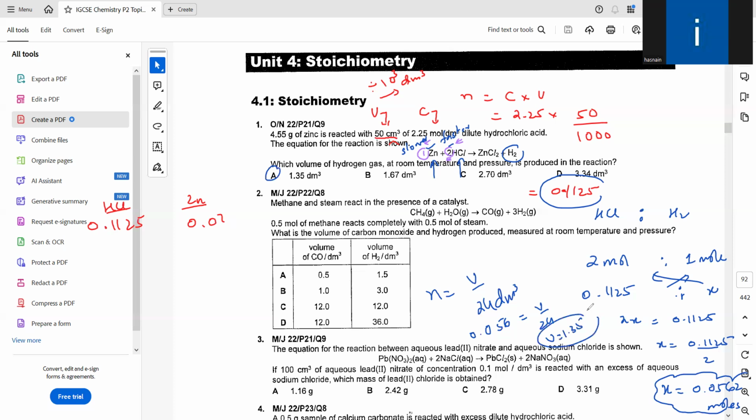Now, you guys get this part? Is this understood? Yes. 1 mark.